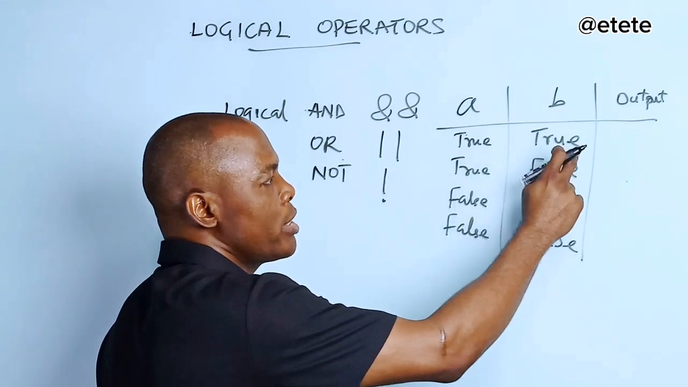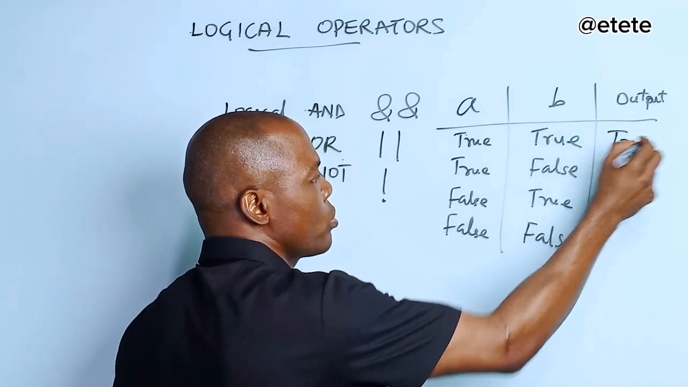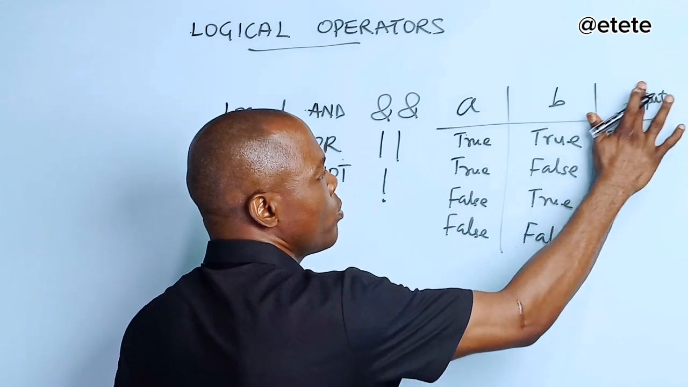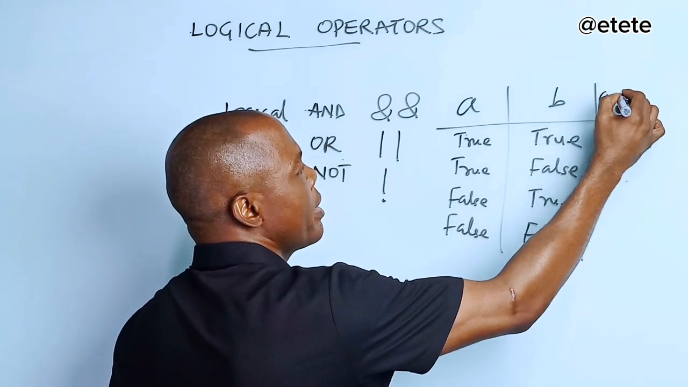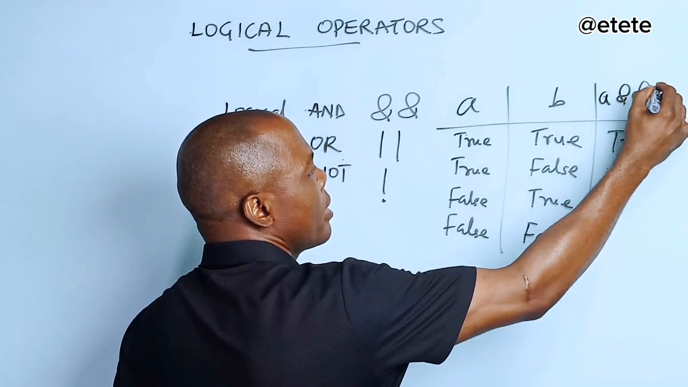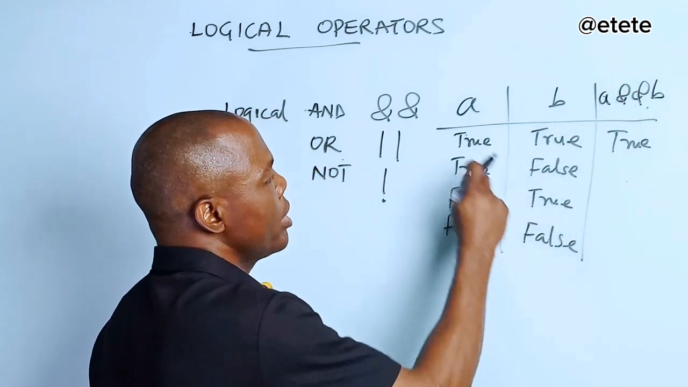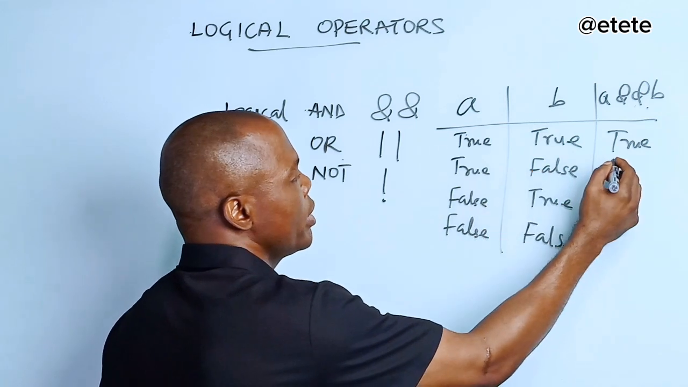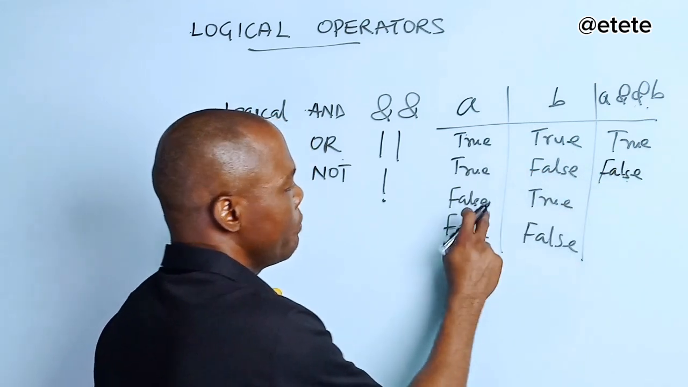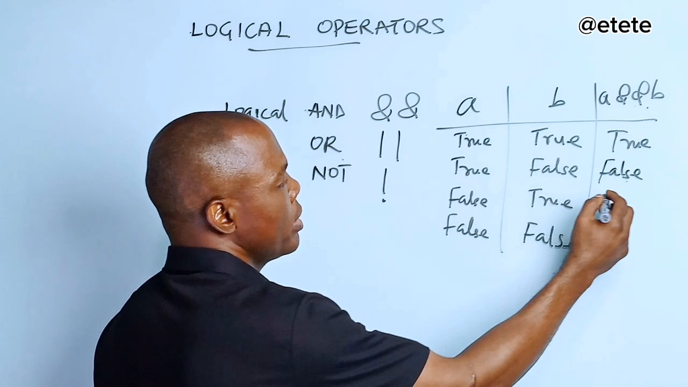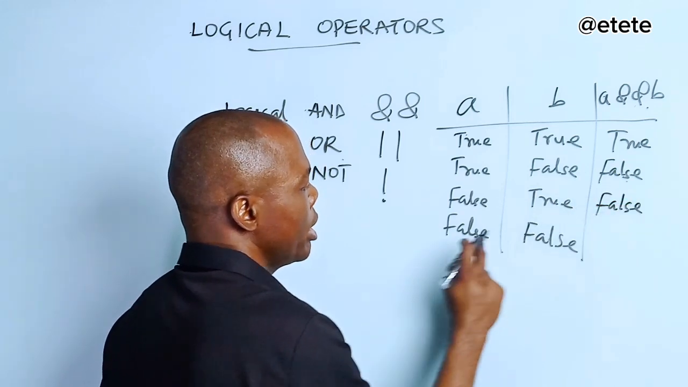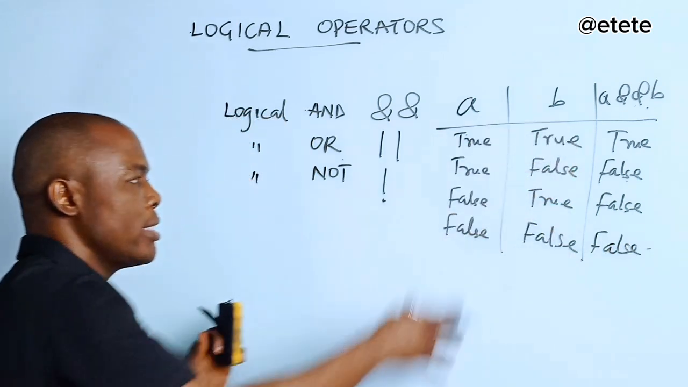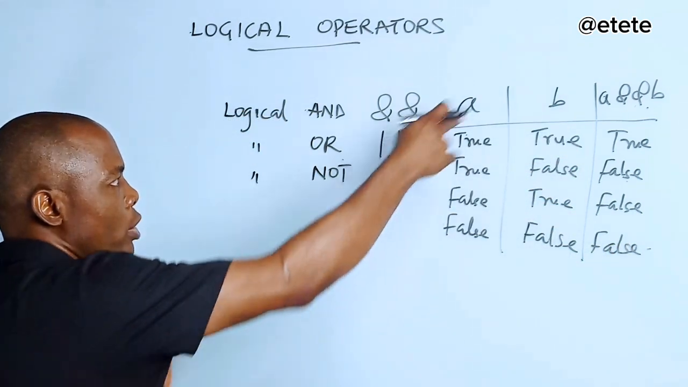If A is true and B is true, then the output will be true. If A is true and B is false, this will be false. If A is false and B is true, this will be false. If A is false and B is false, this one will be false. This is the truth table for logical AND.